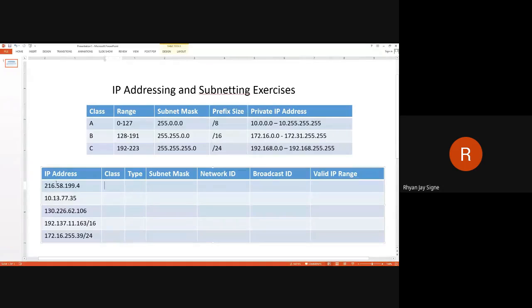So in your exercises, I will be giving you IP addresses, and you will be identifying which class this IP address belongs to, what type, what is the default subnet mask, and what is the network ID and broadcast ID, and also the valid IP range. So I'll be showing you how to get the network ID, broadcast ID, and valid IP range.